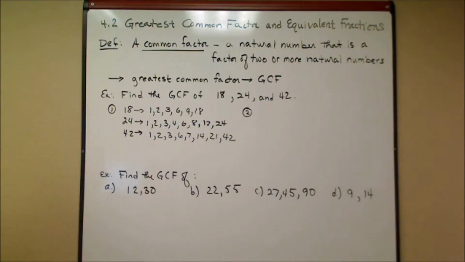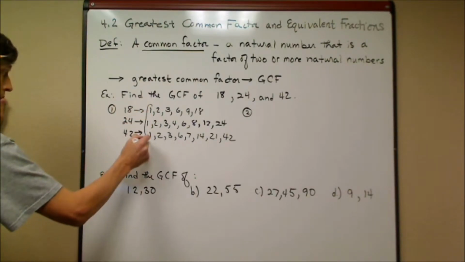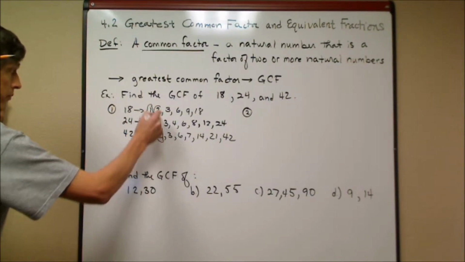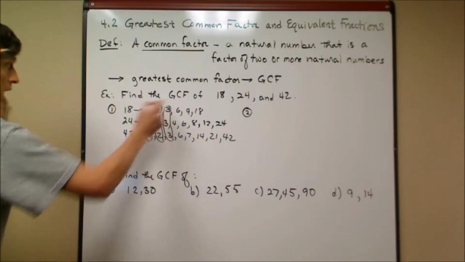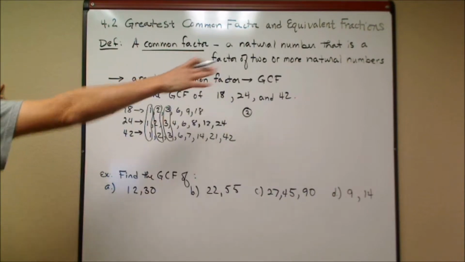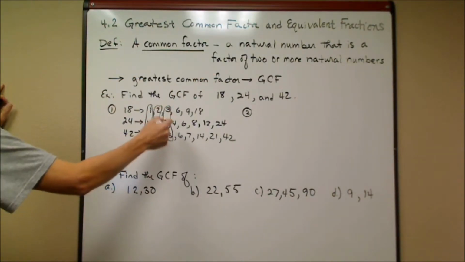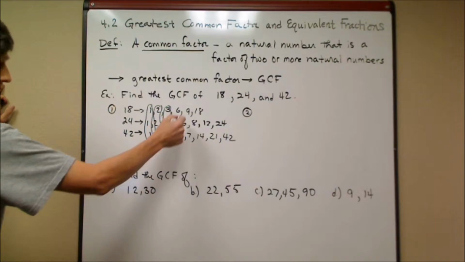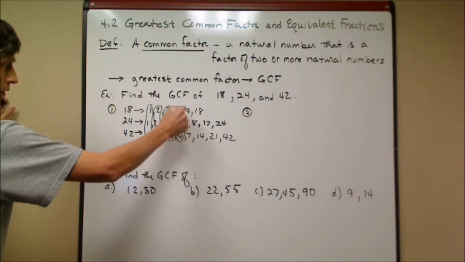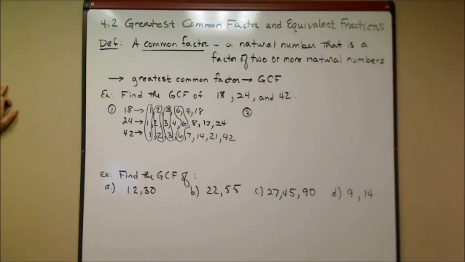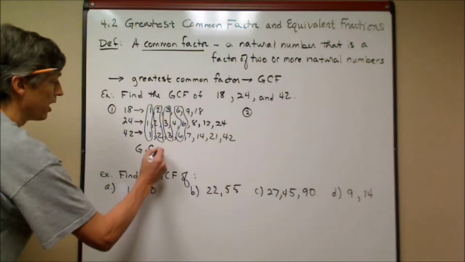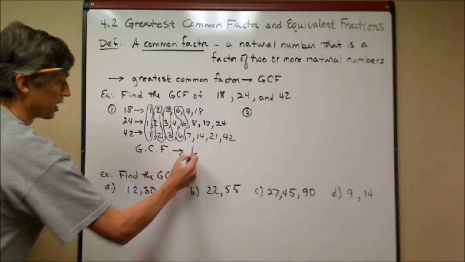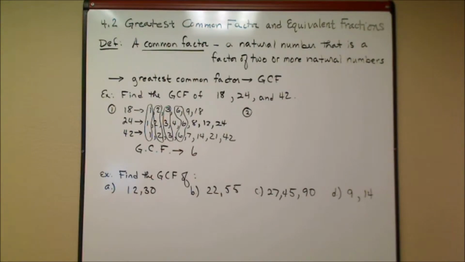And I've listed all the factors of the 3 numbers. Now I look to see what they have in common. I see they have 1 in common. I see they have 2 in common. I see they have 3 in common. These are all common factors, a factor of 2 or more natural numbers, right? 4 is in this one, but not in the others. However, notice here the 6 is in all 3 of them, and that's my last one. I don't have any other factors greater than 6 that are common to all 3. So that's my GCF. My GCF is indeed 6. It's the largest factor of all 3.